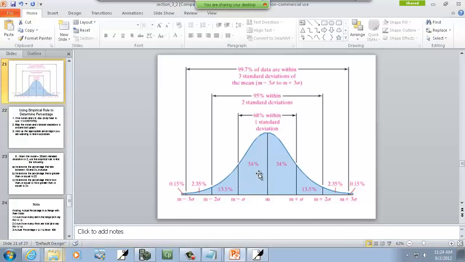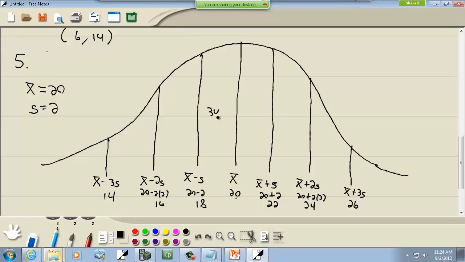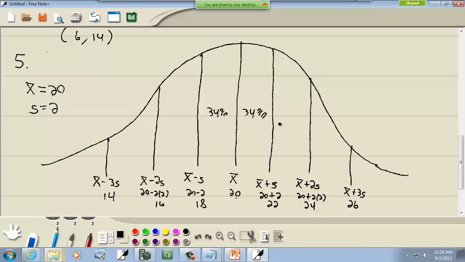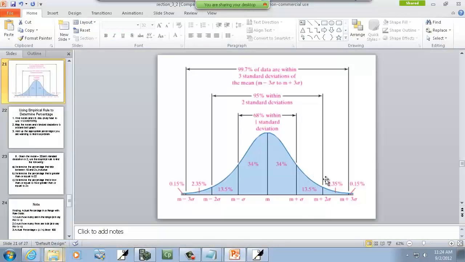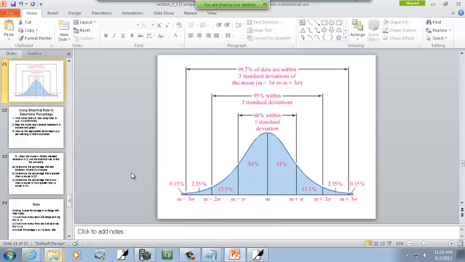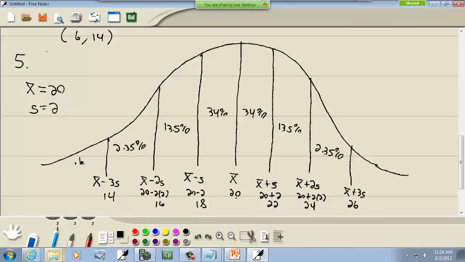Okay, now this one here has 34% in it. This one has 34% in it, just looking at these. Next one is 13.5%. This will be 13.5%. It's symmetric. 2.35, 2.35, and 0.15.